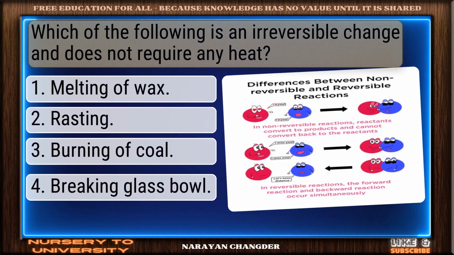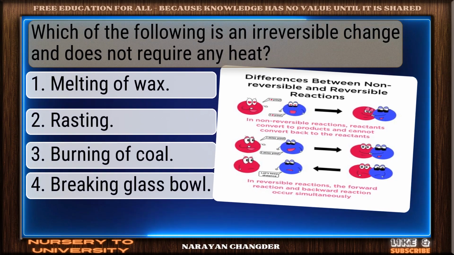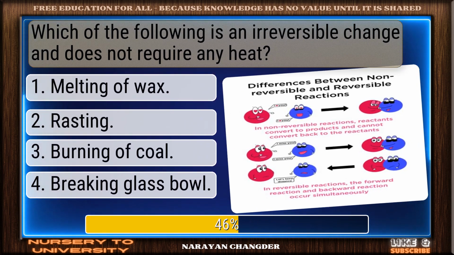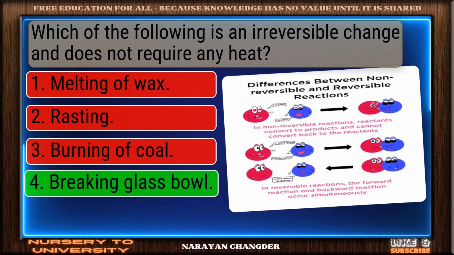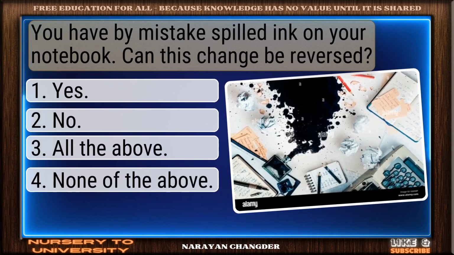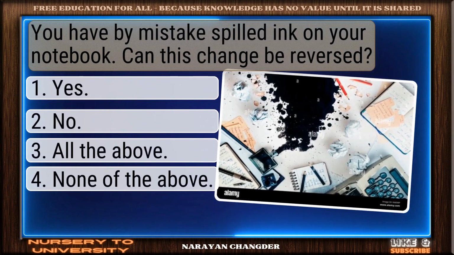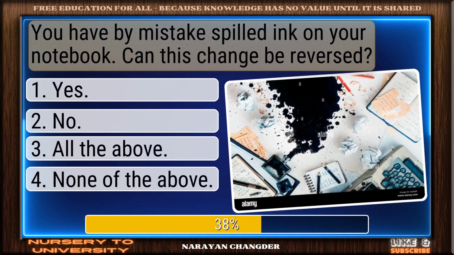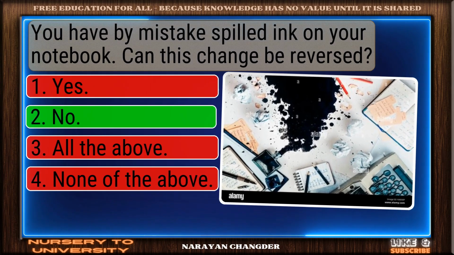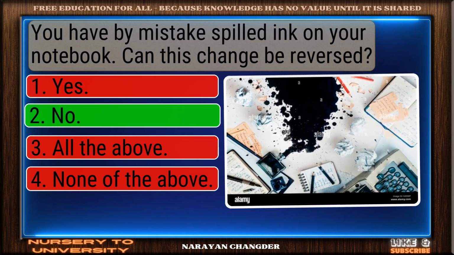Which of the following is an irreversible change and does not require any heat? Valid point. Breaking glass bowl is true. You have by mistake spilled ink on your notebook. Can this change be reversed? Exactly. No makes sense. And it is right choice.